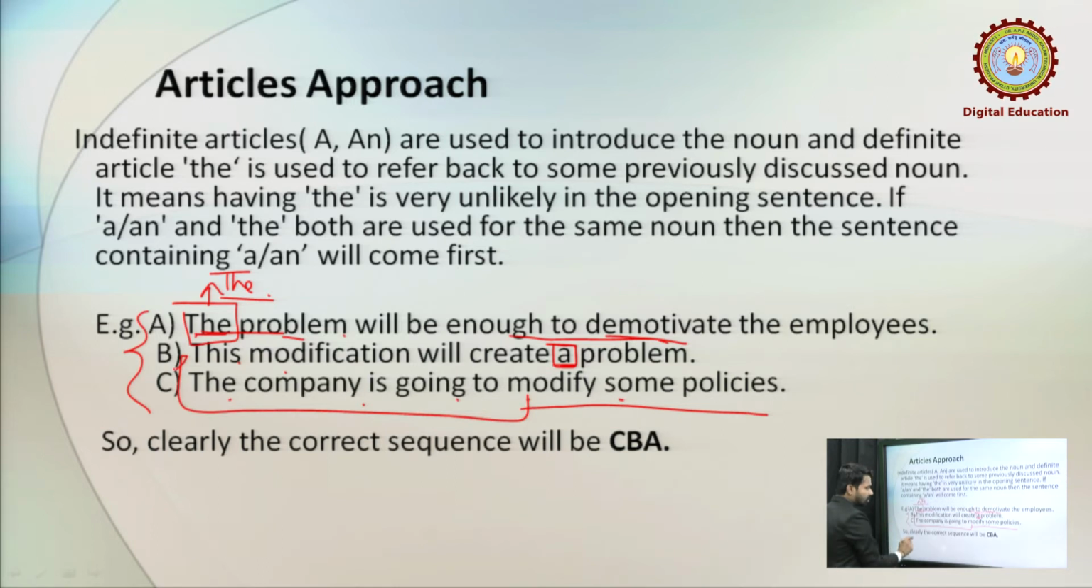So first of all, the first sentence will be C, and the sequence will be C, then indefinite article A, and then definite article the. The sequence will be C, B, A. Clear?